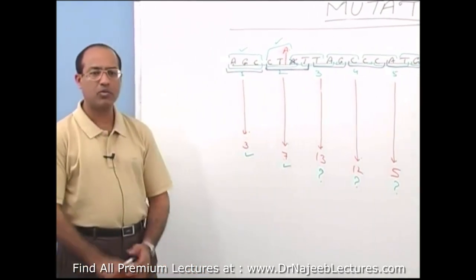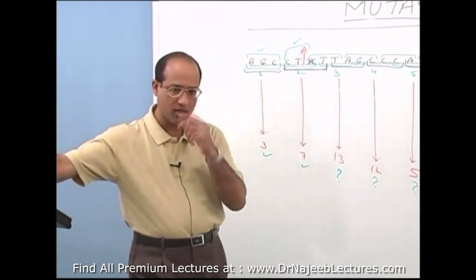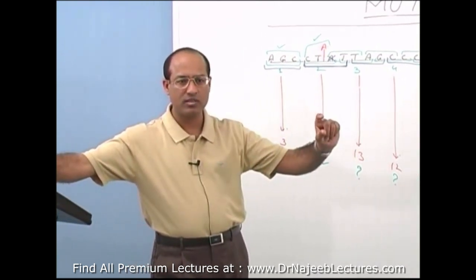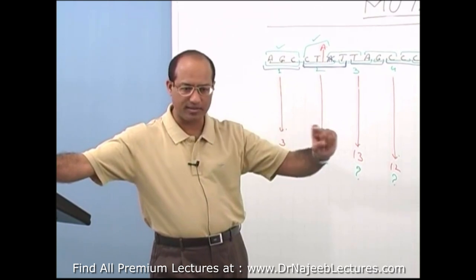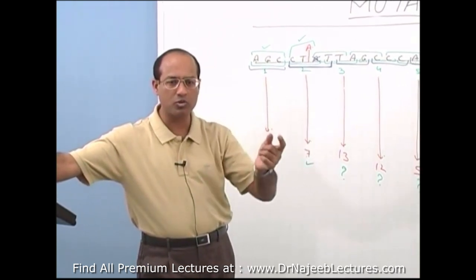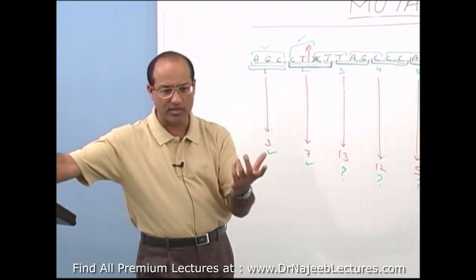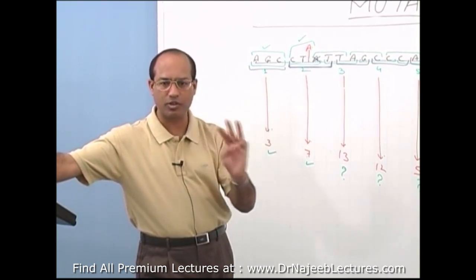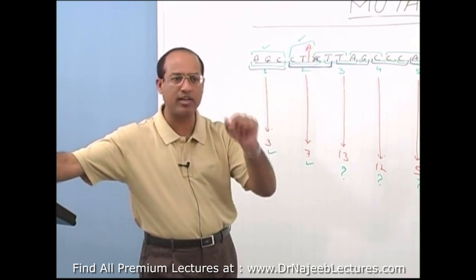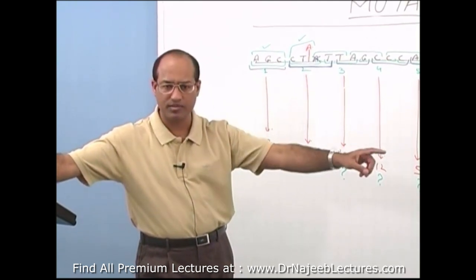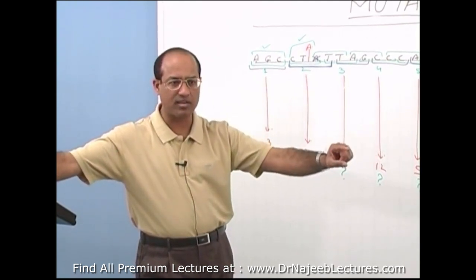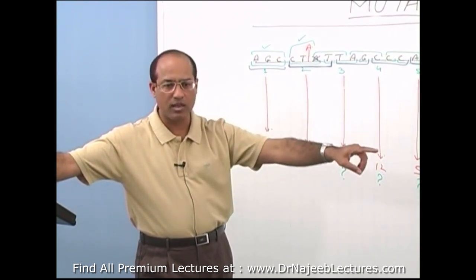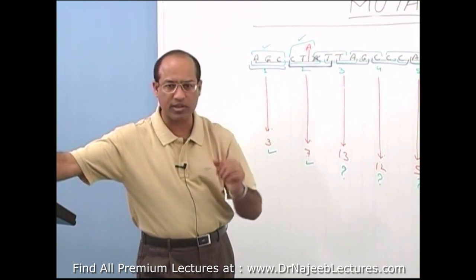Again, let me repeat it. What are frame shift mutations? I told you that basically the DNA genetic code is non-overlapping and commaless. So, whenever one or two nucleotides are added or deleted, the triplet sets have been altered from the point of mutation onwards. And that may result in altered coding of all the amino acids from the mutant point onwards.